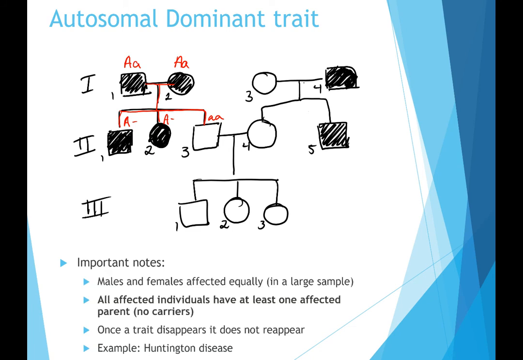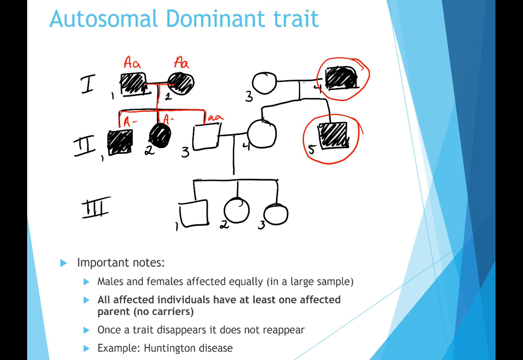That is the main feature of autosomal dominant traits. So pretty much males and females will be affected equally in a very, very large sample. Here we have a small sample, so we're not seeing that. But all affected individuals have at least one affected parent. We can see that here, where we have one affected parent with one affected individual. Both parents don't need to be affected for that to happen.